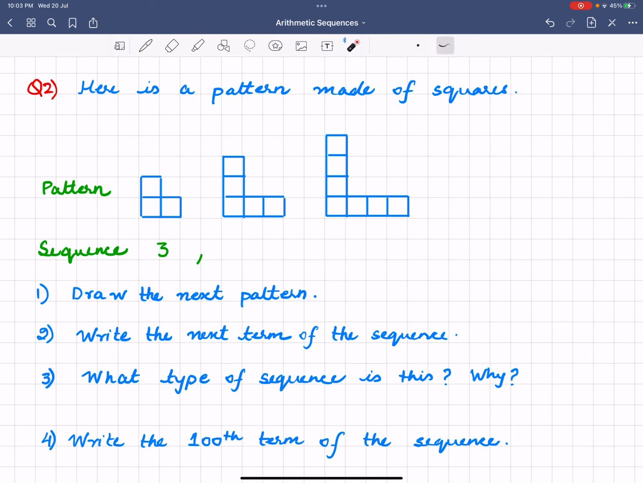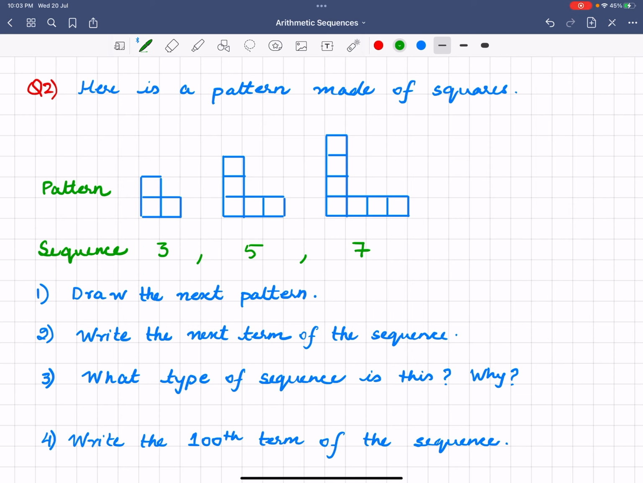Then the second pattern is made up of 1, 2, 3, 4, 5 squares. So the second term of the sequence is going to be 5. And the third term of our sequence is made up of 1, 2, 3, 4, 5, 6 and 7 squares. Therefore, the third term of our sequence will be 7.